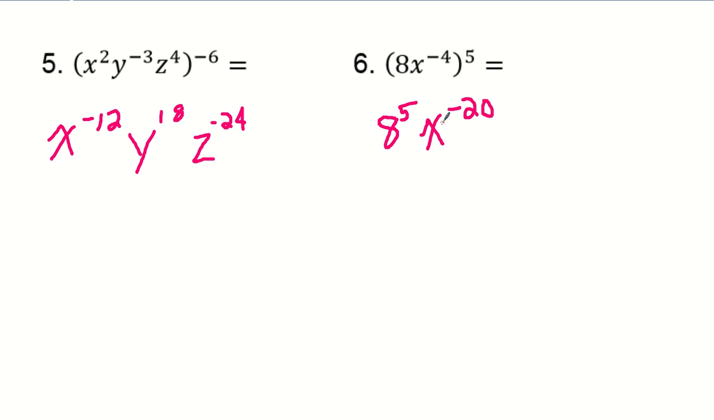And you would leave the 8 to the 5th in the numerator, or whatever 8 to the 5th power is. You can totally just leave it as 8 to the 5th, and you would drop down the x, and you could make it a positive 20.